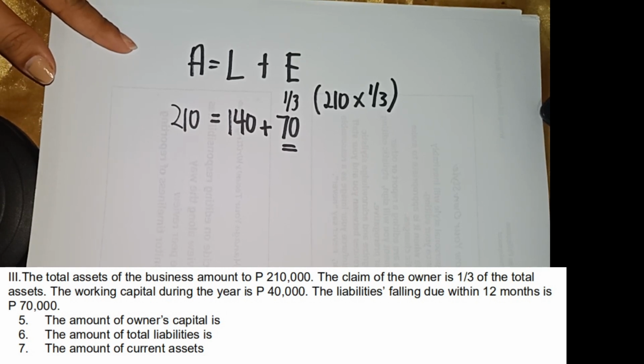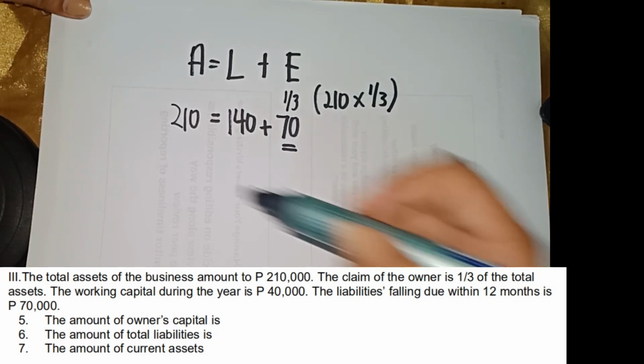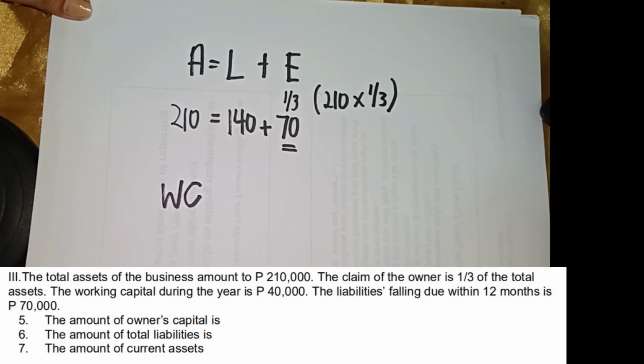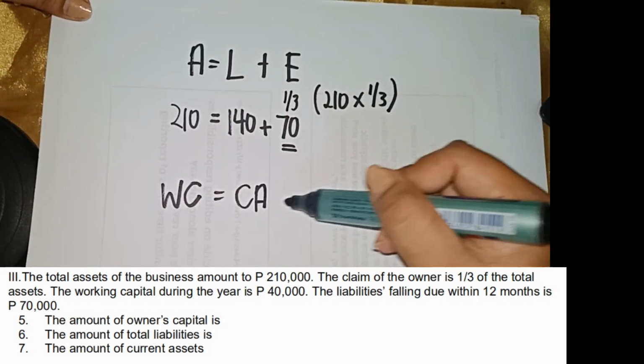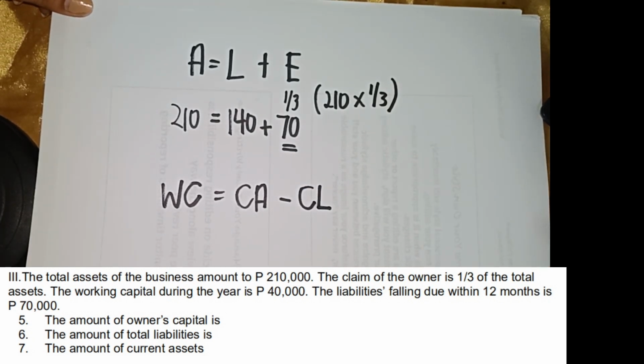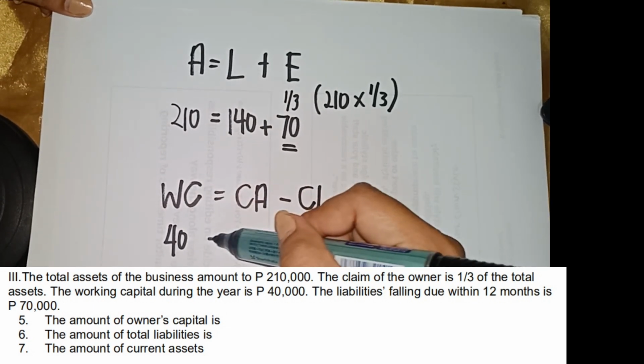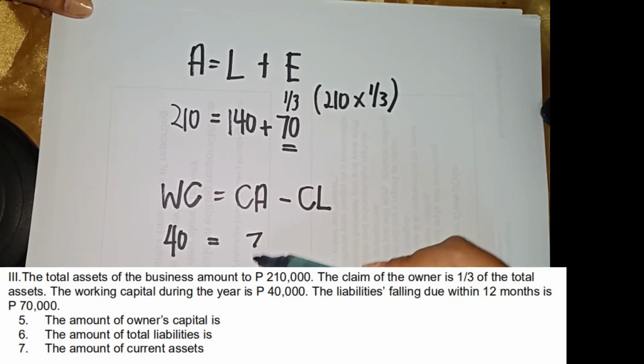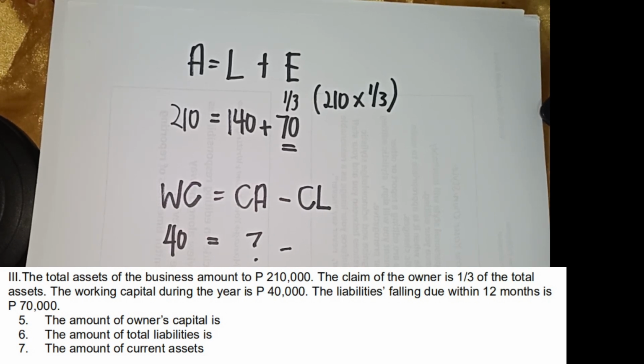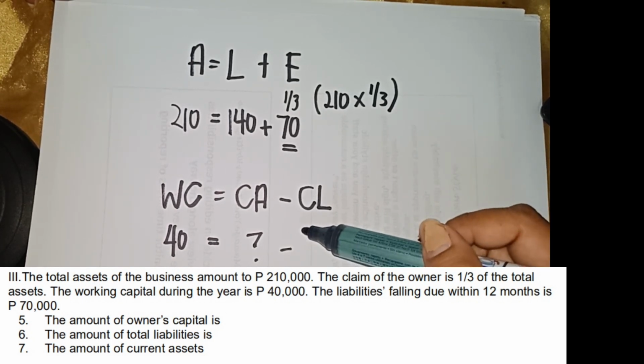Next question is, how much is the amount of current assets? So, kung nagbasa kayo ng libro, makikilala nyo si working capital. Ang formula niya, working capital is equal to current assets less current liabilities. Working capital daw during the year is 40,000. So, ang question is, current assets less liabilities falling due within 12 months is 70,000. Kapag sinabing obligations to be settled within 1 year or less than 12 months, they are considered or classified as current liabilities. So, current liabilities natin is 70,000.